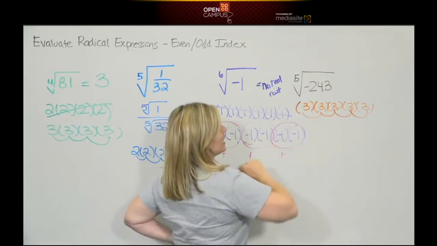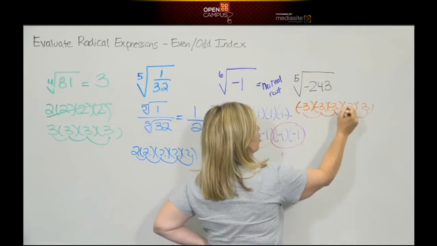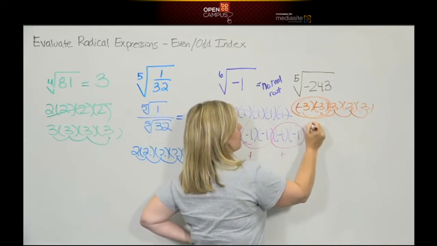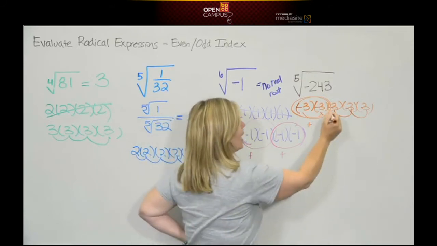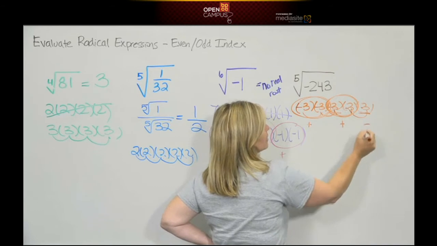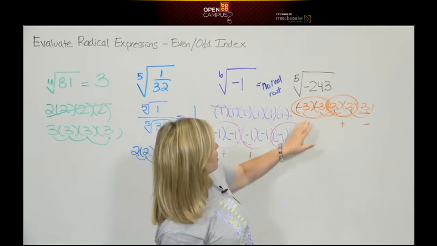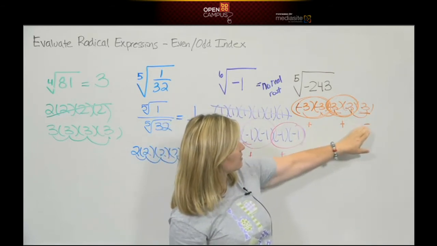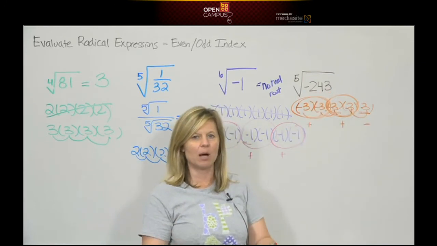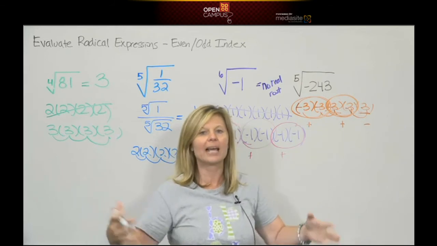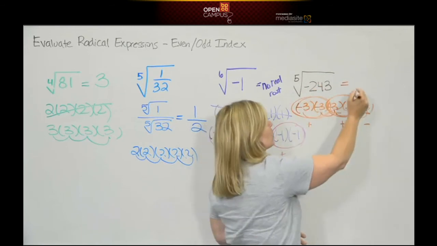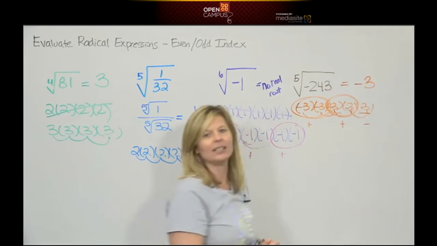But I want a negative. So let's see what happens if these were all negative. Well, we know a negative times a negative makes a positive. We know a negative times a negative makes a positive. But then we have this extra negative. So it will work, because a positive times a negative would give us a negative. So you can multiply a negative number 5 times and still get a negative number. So we would say the fifth root of negative 243 is, in fact, negative 3.